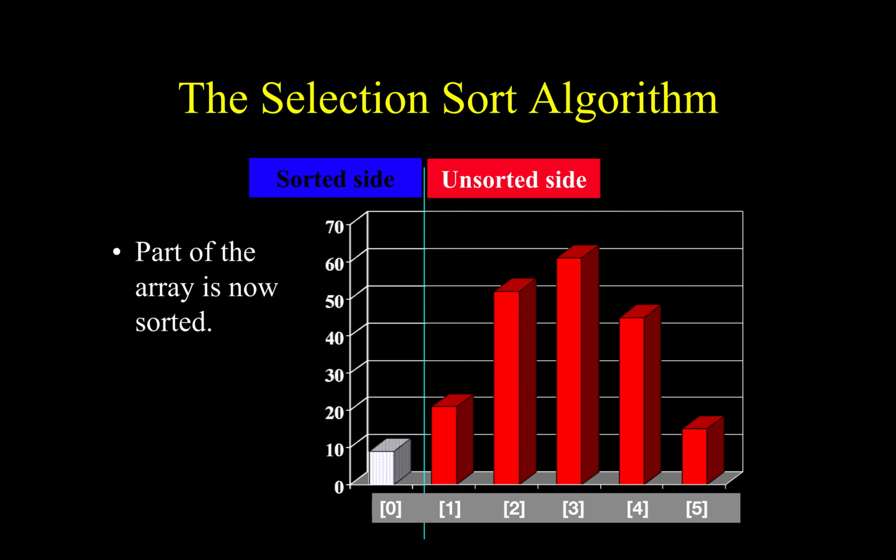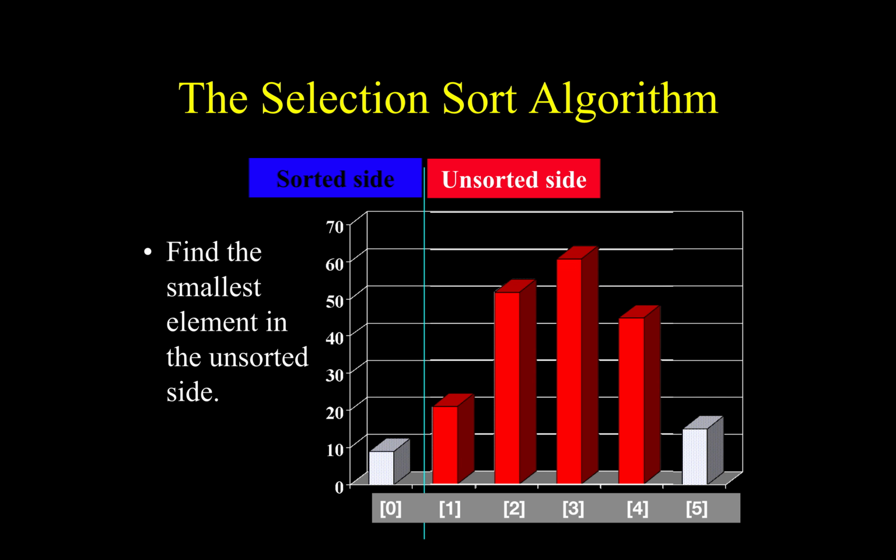Now you can see the array has two parts. The left side is sorted, which has only one element, and you have few elements in the unsorted side. So part of the array is now sorted. The sorted side is highlighted in blue, the sorted number in white or ash, and the unsorted side in red.